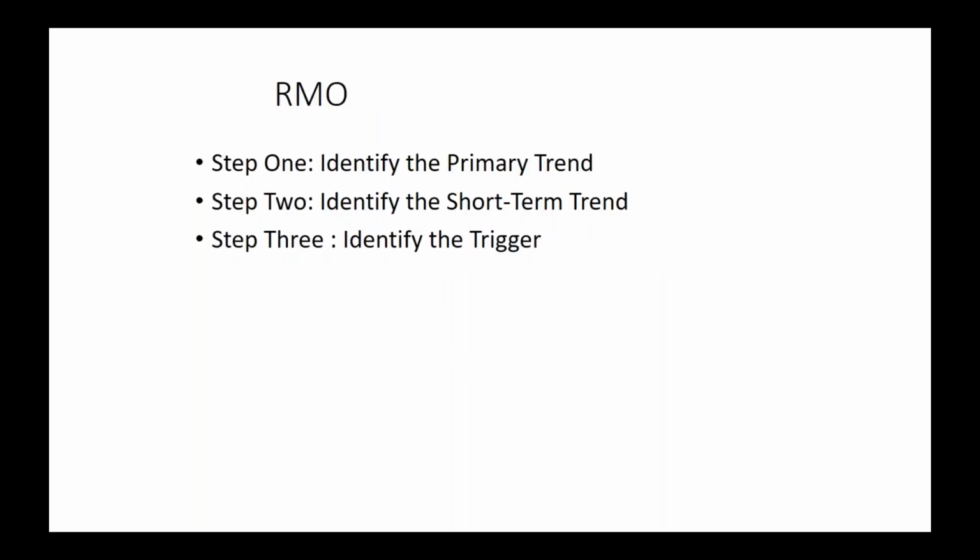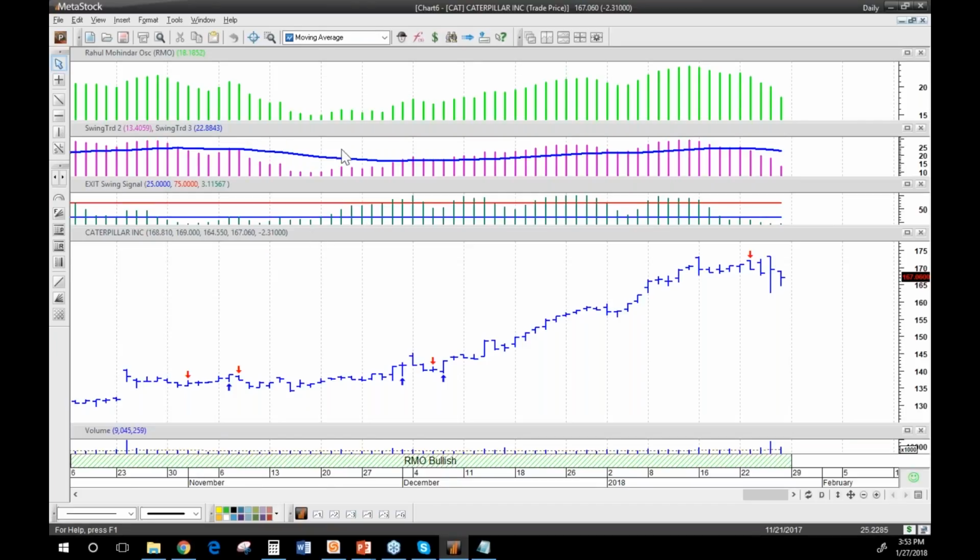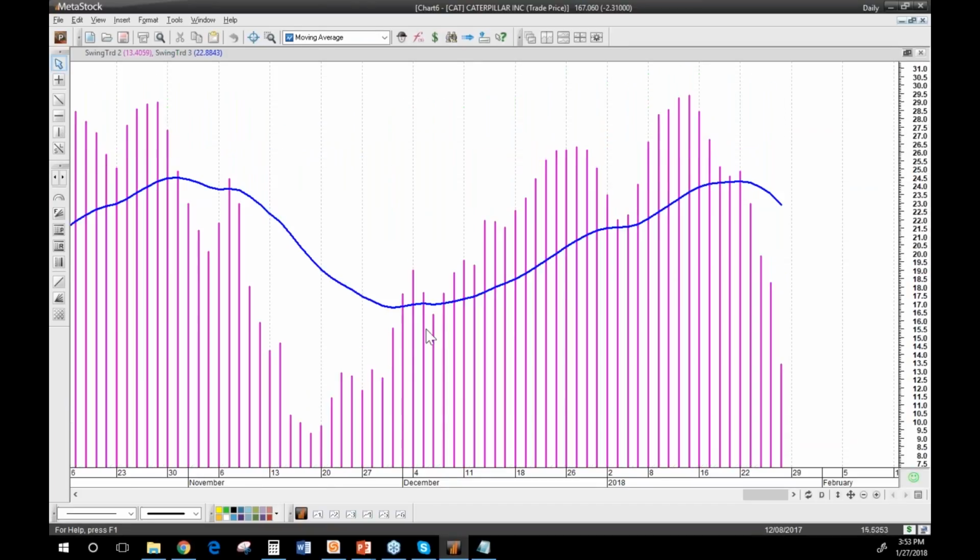By following these rules, I found that most of the time it's going to give you a more successful result. Now we're going to talk about what triggers you into the market, what's going to give you the buy signal or the sell signal on the chart, and how that plays into the market. To do that, I'm going to go back into MetaStock, and we're going to look at the difference between the short-term indicator, what Rahul calls swing trade number 2, and swing trade number 3.